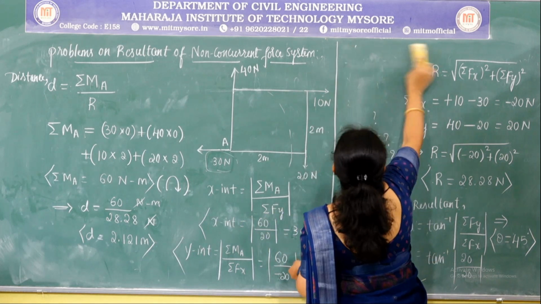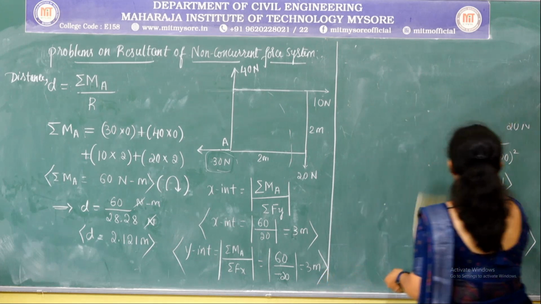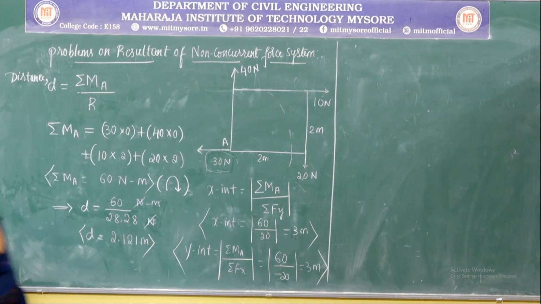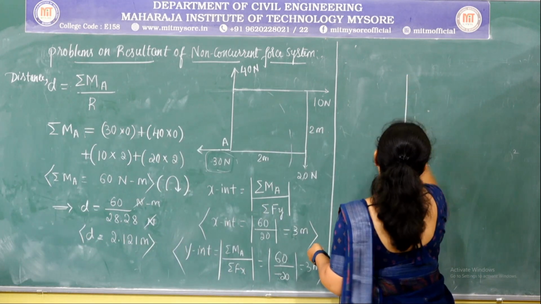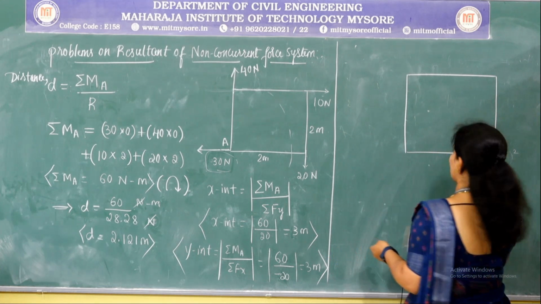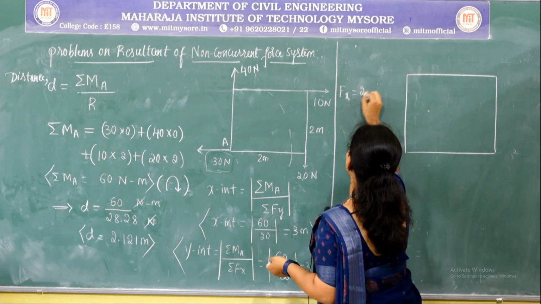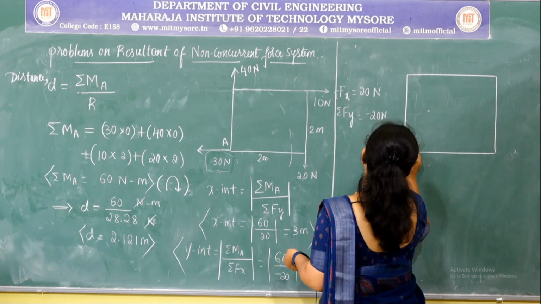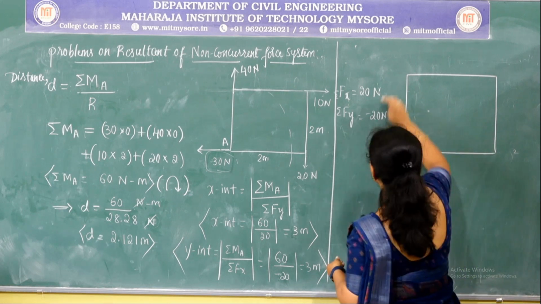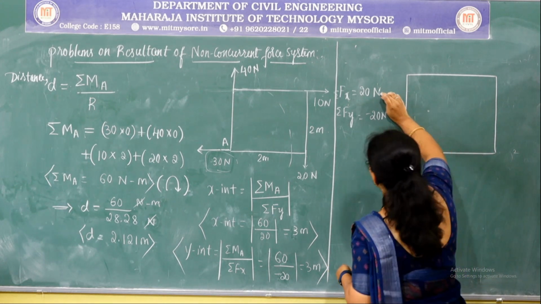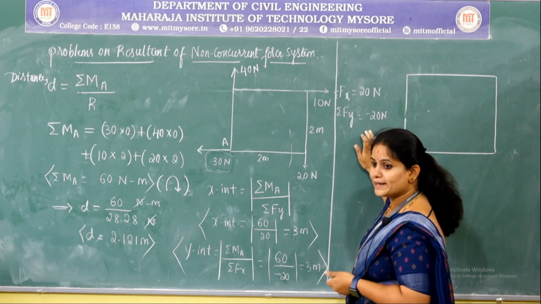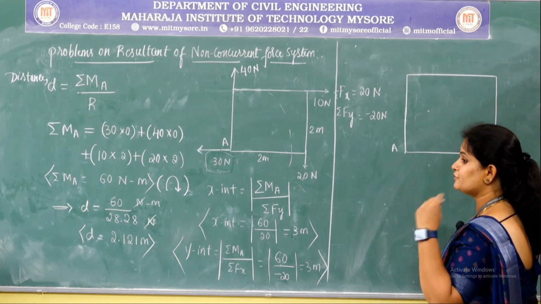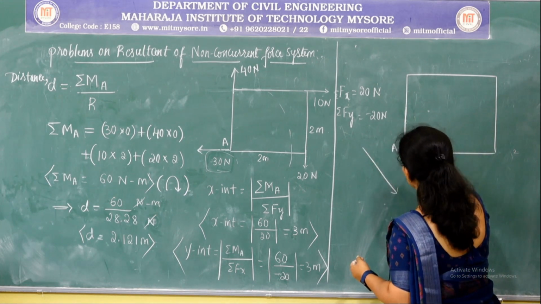Now to represent this resultant, its direction and distance from point A, we got the value of Fx as 20 Newton and Fy as minus 20 Newton. So this is point A. Since the value of x component is positive and value of y component is negative, this resultant force is going to lie in the fourth quadrant. So the direction may be either this or this.